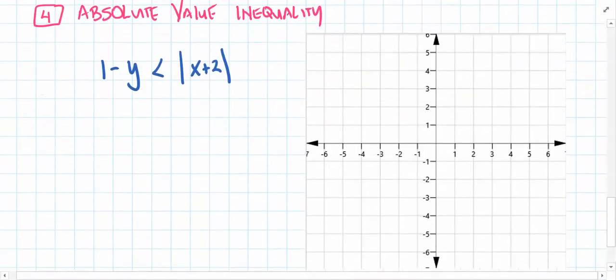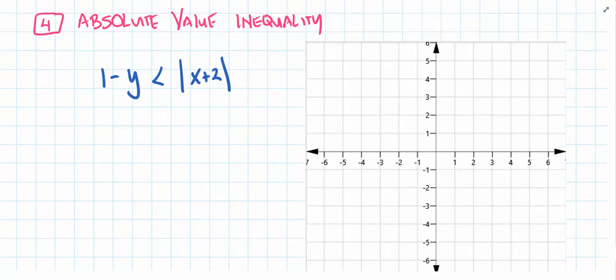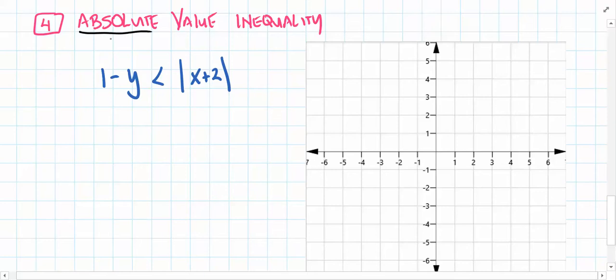What about an absolute value inequality? How do we graph one of these? Well, since we're dealing with absolute value, you should always know that your graph is going to be some kind of a V, right? Maybe it's upside down, maybe it's skinny, could be stretched or reflected, some kind of a V. So let's start by isolating the y.